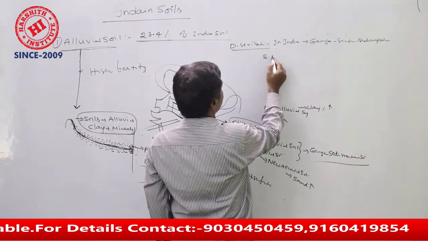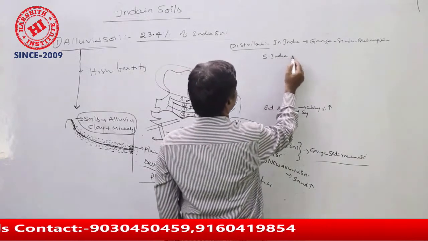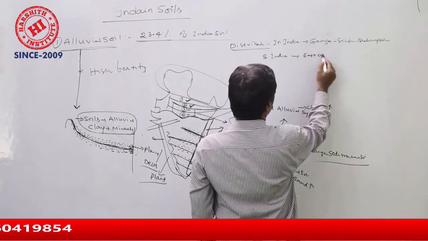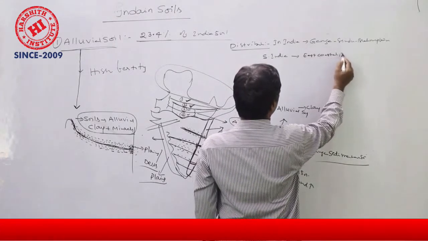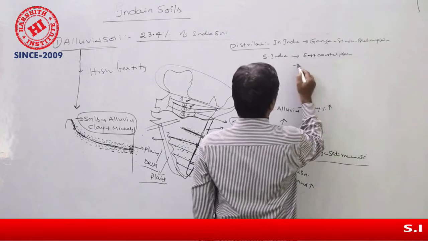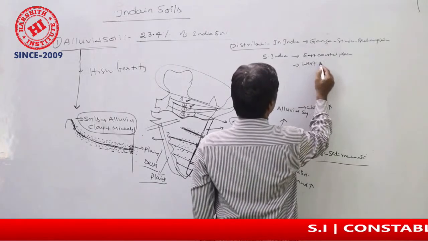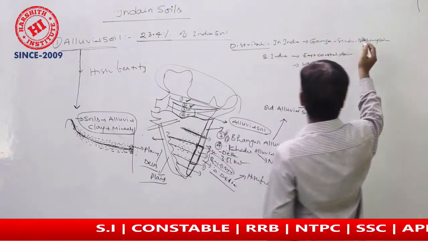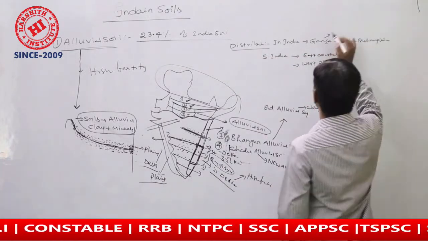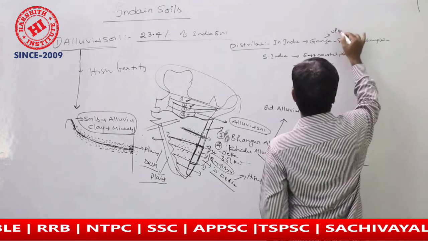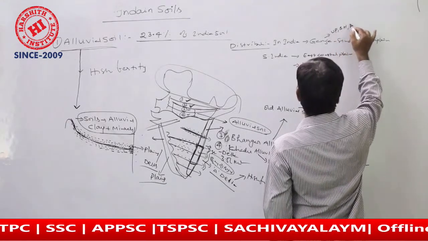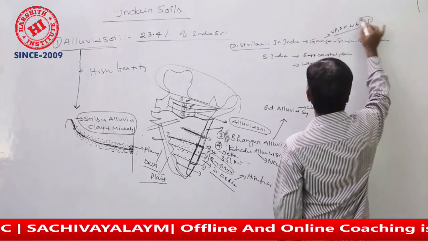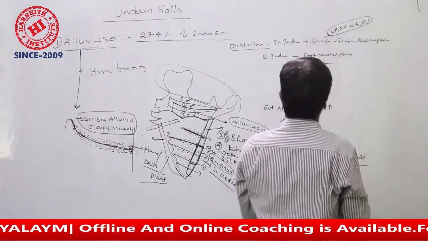In South India, there are east coastal plains and west coastal plains. In the Ganga, Sindhu, Brahmaputra region, which is in Uttar Pradesh, Bihar, West Bengal and also Punjab, these are the states with maximum alluvial soil.